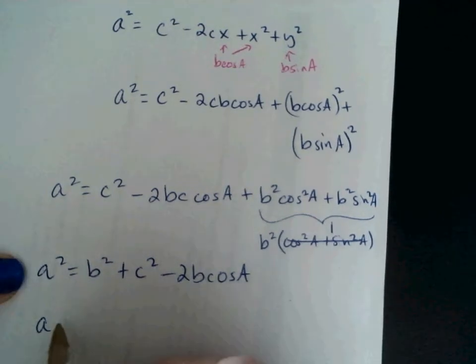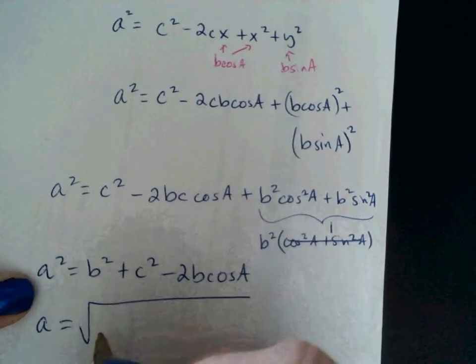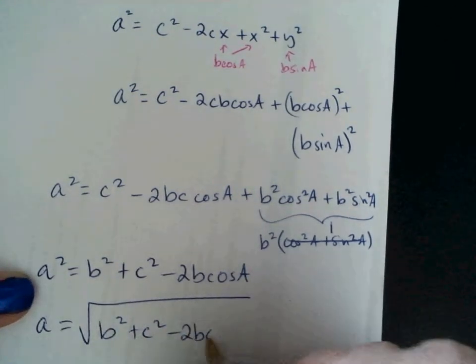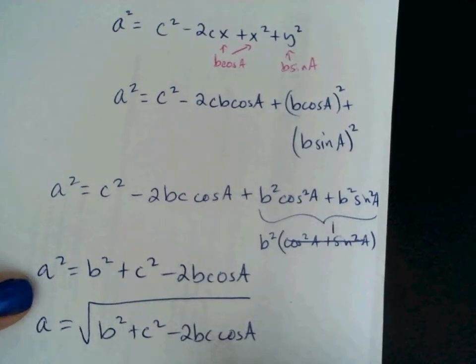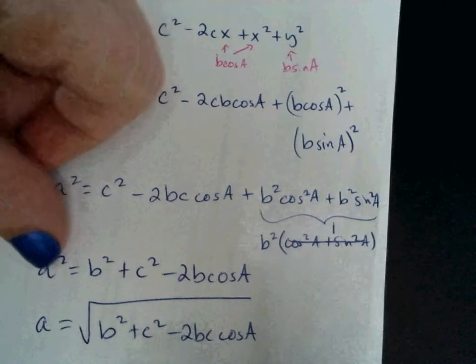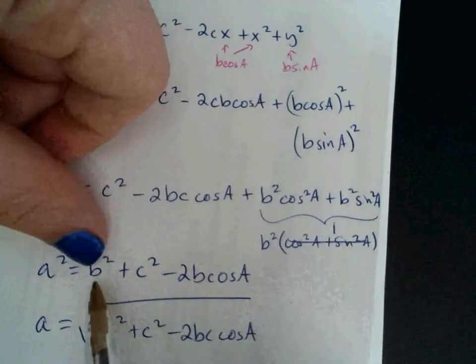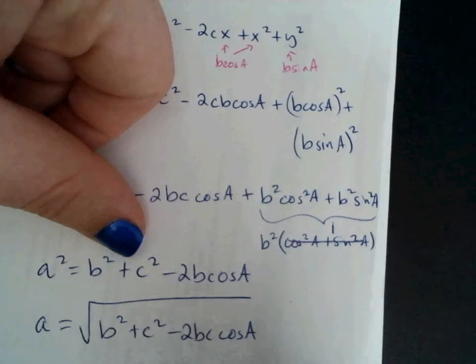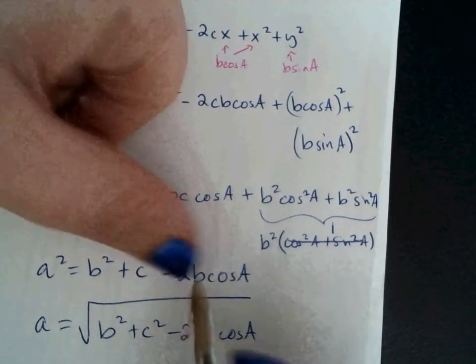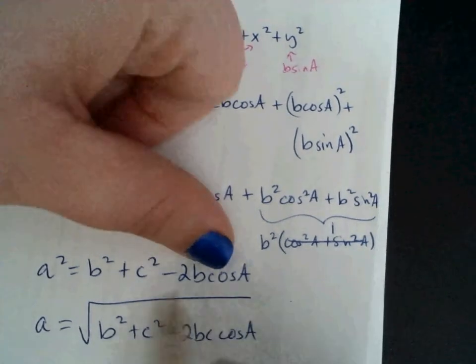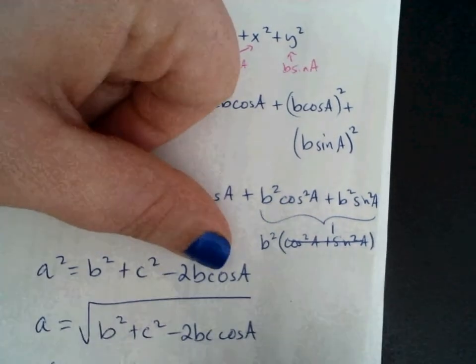So I could say a equals the square root of b squared plus c squared minus 2bc cosine of angle A, or I could say that angle A equals, so let's talk about what we would have to do to solve for angle A. We would have to subtract that and subtract that, so a squared minus b squared minus c squared, and then we'd have to divide by negative 2bc, and then we'd have to get rid of the cosine, and that's using cosine inverse. It undoes the operation.